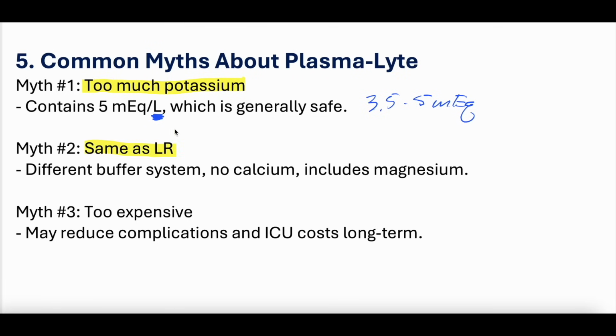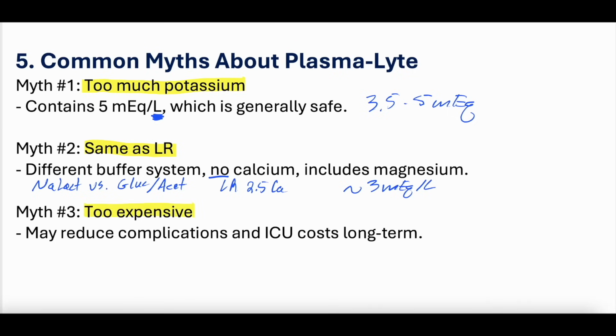Myth number 2, it's the same as LR. It is very different, right? Different buffering system. LR has sodium lactate as its buffer versus PlasmaLyte, which, as we said, has gluconate and acetate. In addition to that, PlasmaLyte has no calcium, whereas LR does have calcium, about 2.5. And then PlasmaLyte has magnesium, right? It has about 3 milliequivalents per liter of magnesium, whereas Lactated Ringer's does not have magnesium.